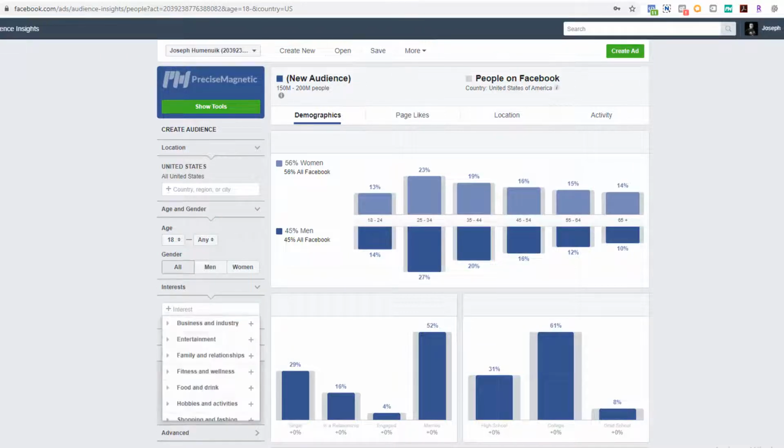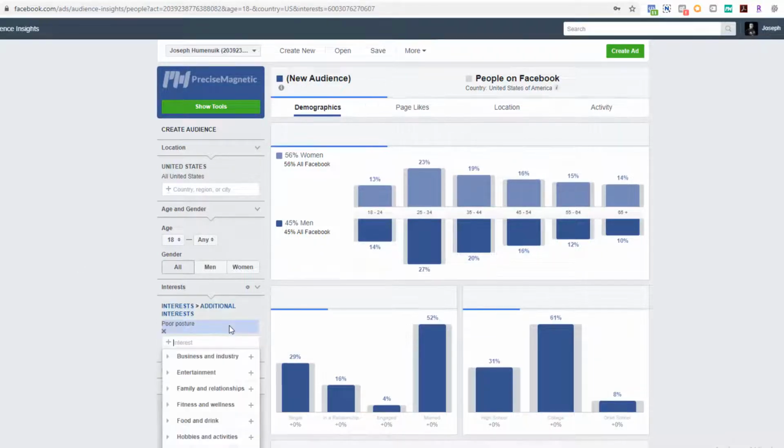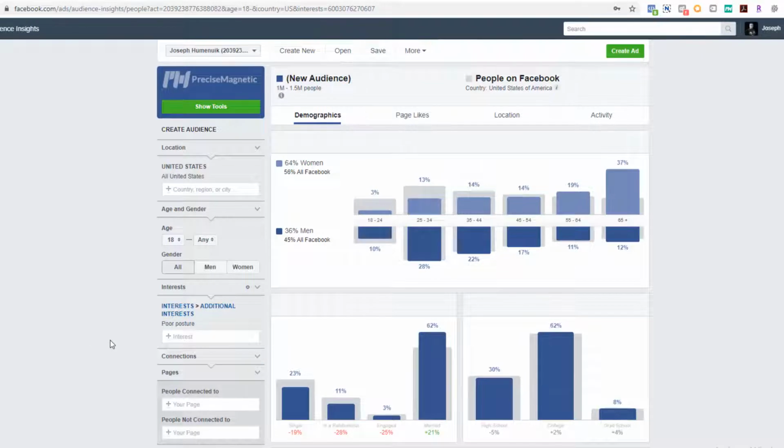Now, the last part, and it's the only part that we're going to make changes to, is the interests. Put in one seed word. For today, we're going to use poor posture. Once we have all of our information in, let's take a look at the results to the right. Under the Demographics tab, we have our age, gender, and relationship status, as well as our education level. Something that I didn't expect in our audience: you can see the poor posture audience is heavily favoring women over 65 years of age.